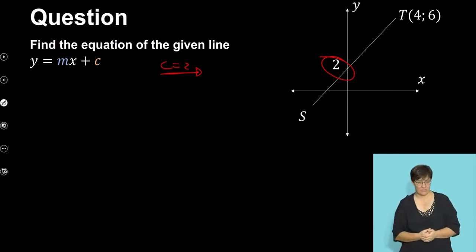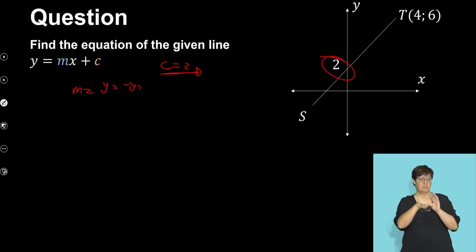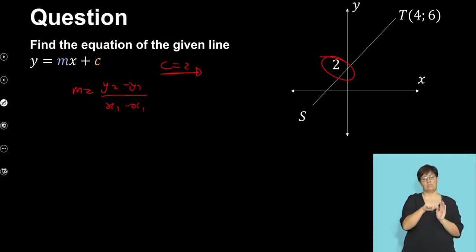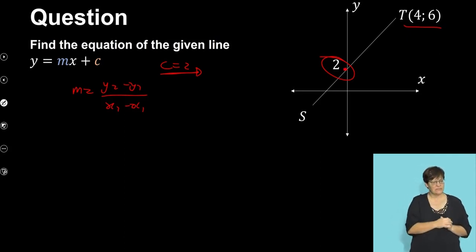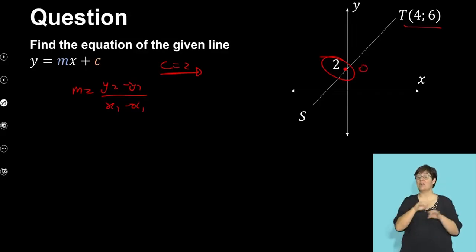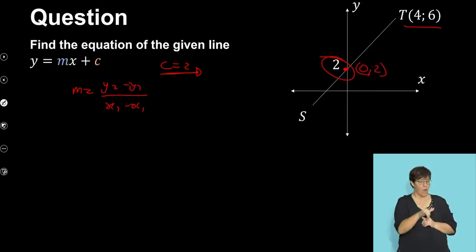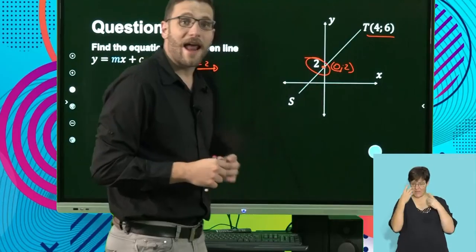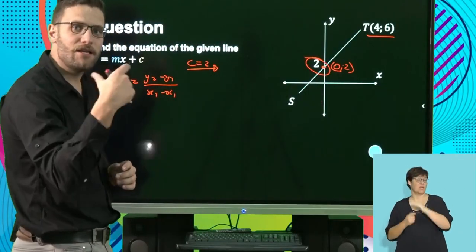All I now need to do is find the gradient. What do I need for the gradient? Well, I know that the formula is y2 minus y1 over x2 minus x1. So I need 2 points, and I've only got 1 point. But isn't this also a point? They haven't told me what the x value is, but I know it: the x value is 0 and the y value is 2. And so I've got 2 points, and I can calculate the gradient using those 2 points.